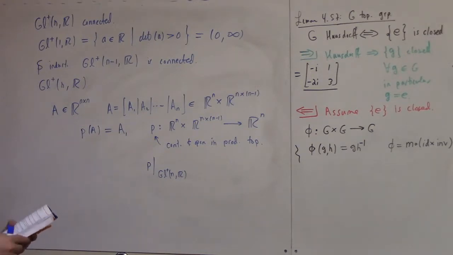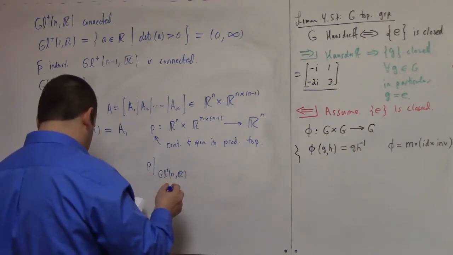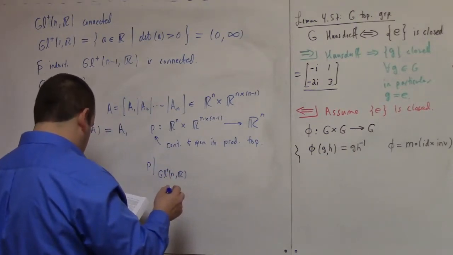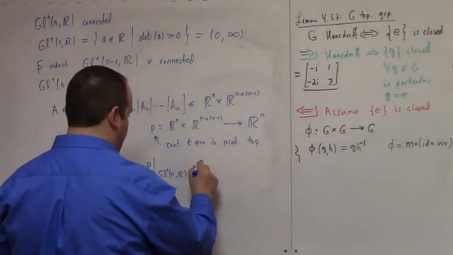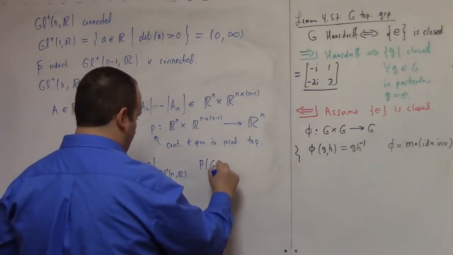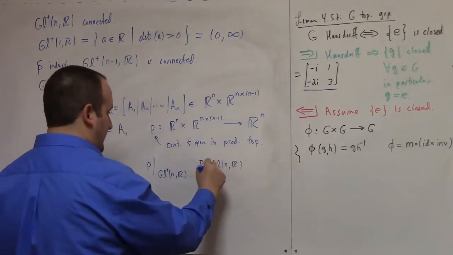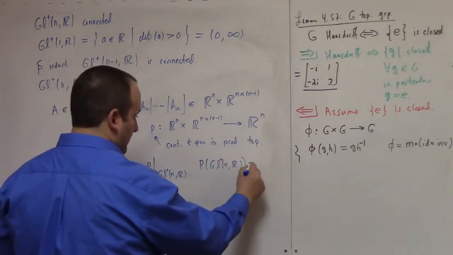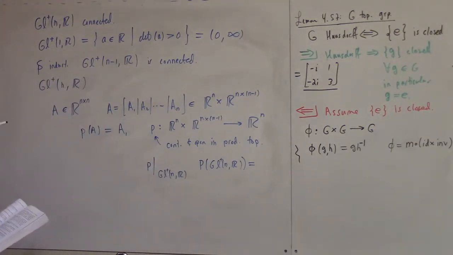And more than that, if you look at the projection, what's the image? The image P of GLN. Here I'm saying restriction, here I'm saying image. What's the image of this? It's going to be all reals except 0. The first column could be anything except just a 0 column.